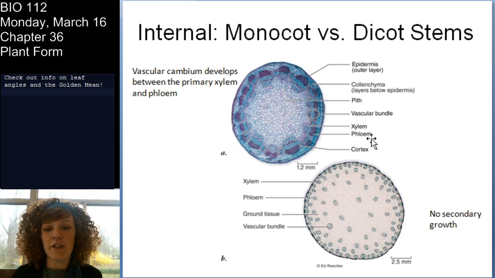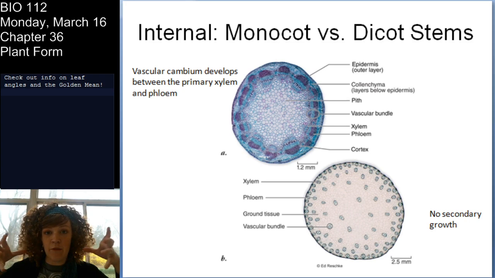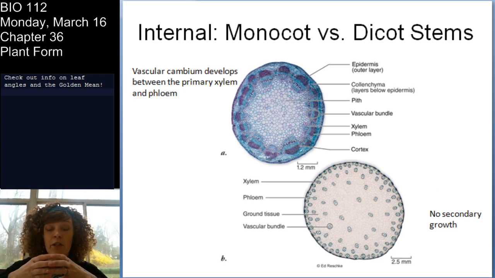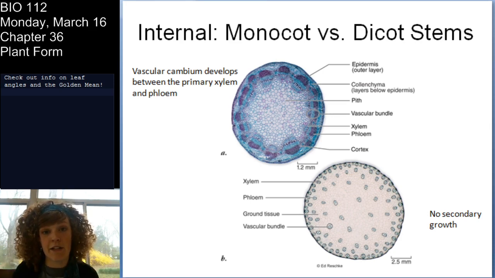So, in the eudicots, you have vascular cambium, which we've already talked about, right? That gives rise to the secondary xylem and the secondary phloem. It develops between the primary xylem and the primary phloem. It gives rise to those secondary vascular tissues, which are how you have that lateral growth. Basically, when you're looking at growth rings on a tree, that's successive layers of xylem tissue that are laid down every year. You do not have that kind of secondary growth in a monocot.